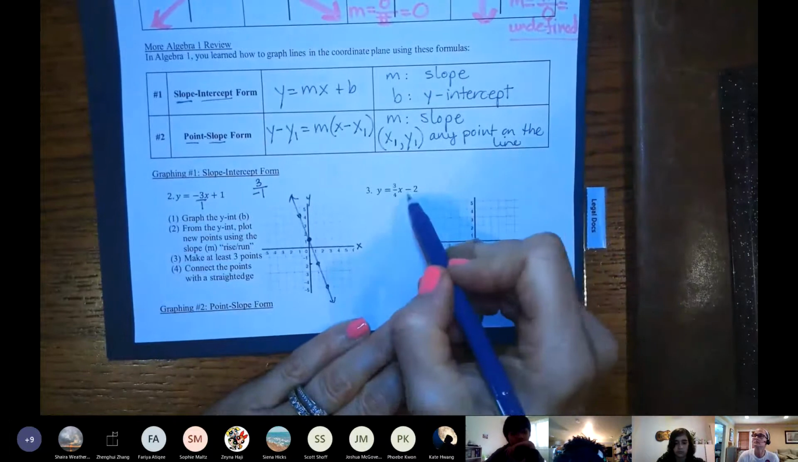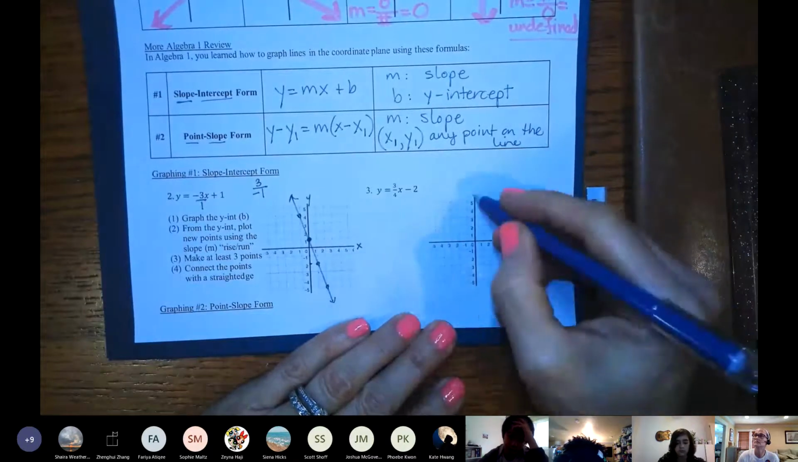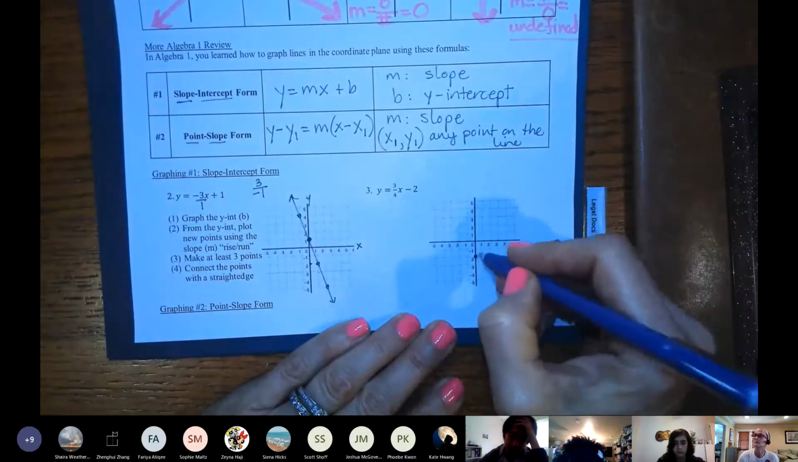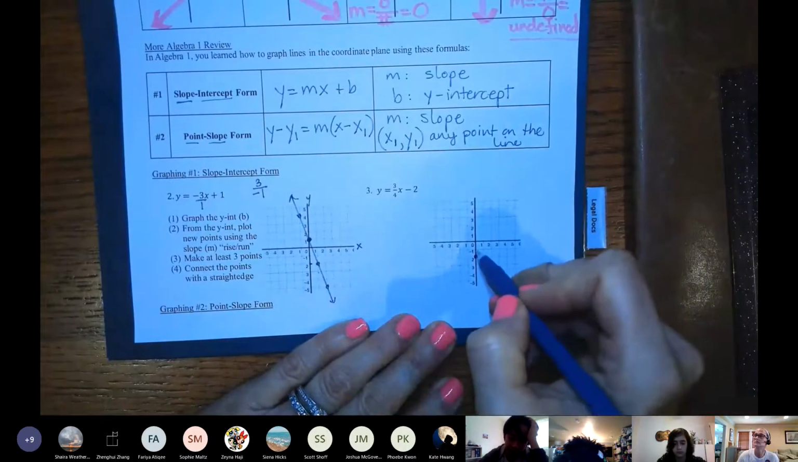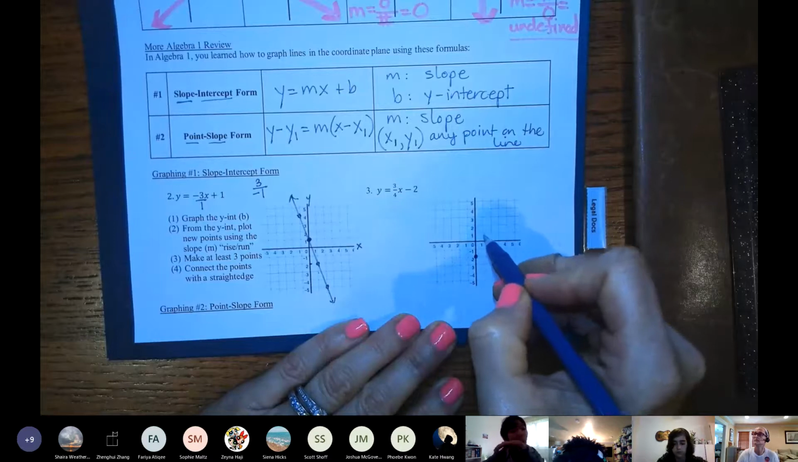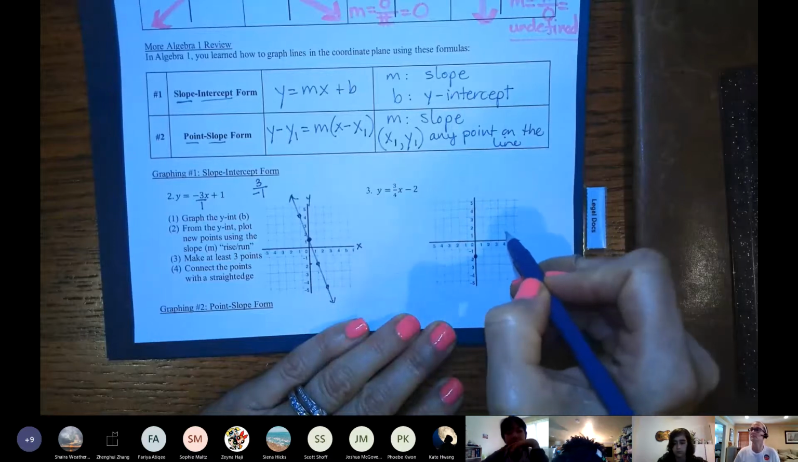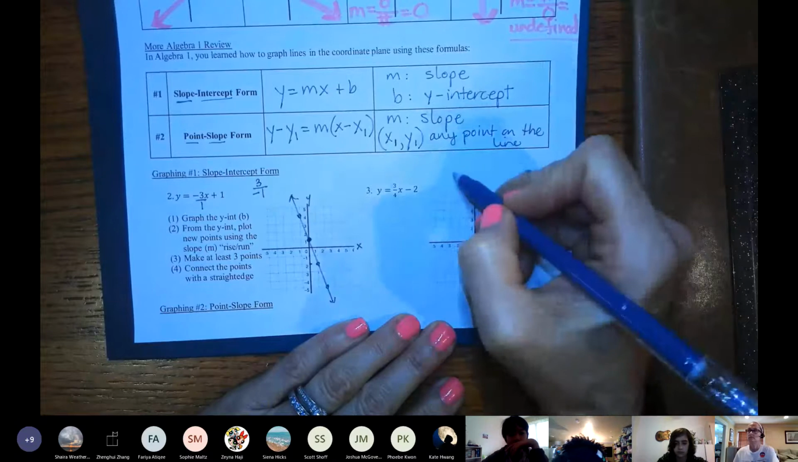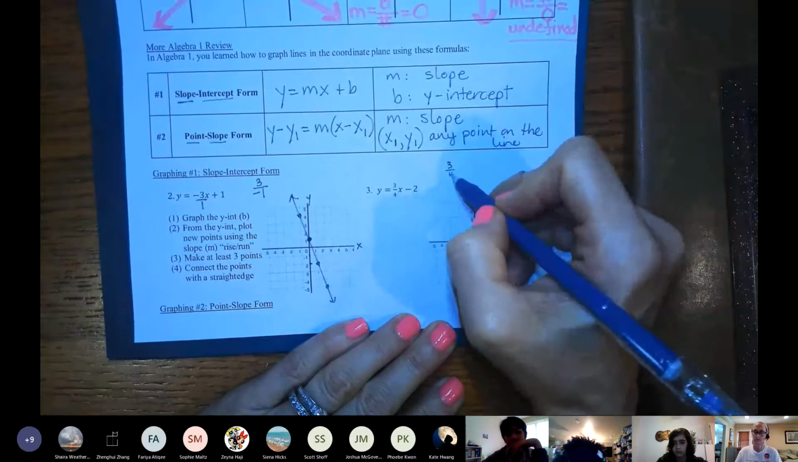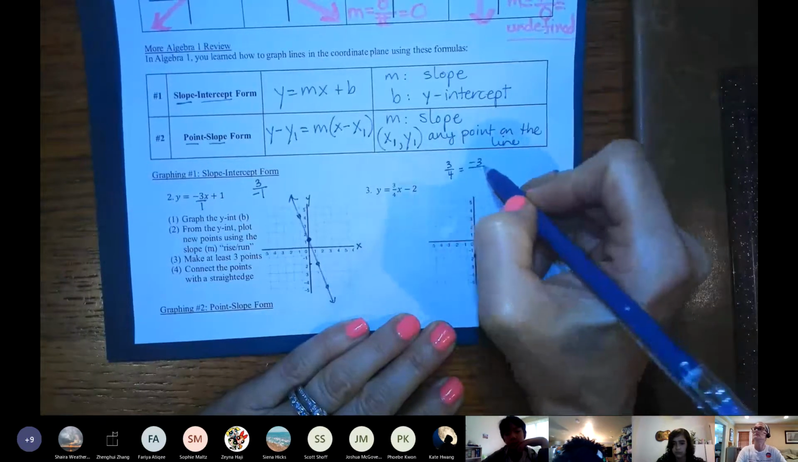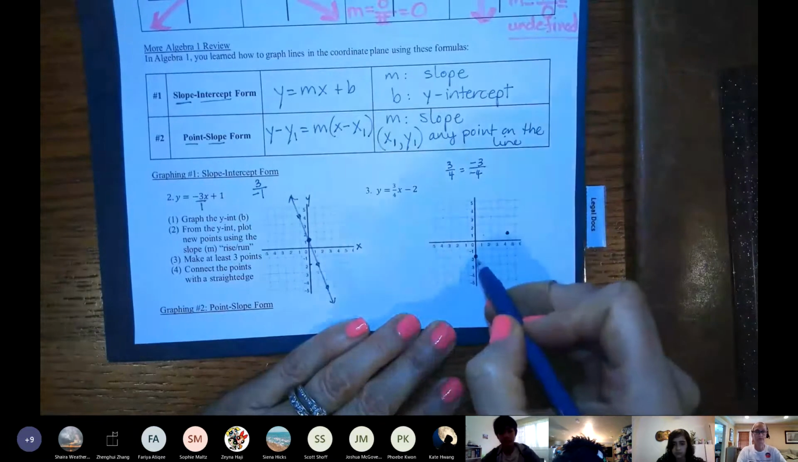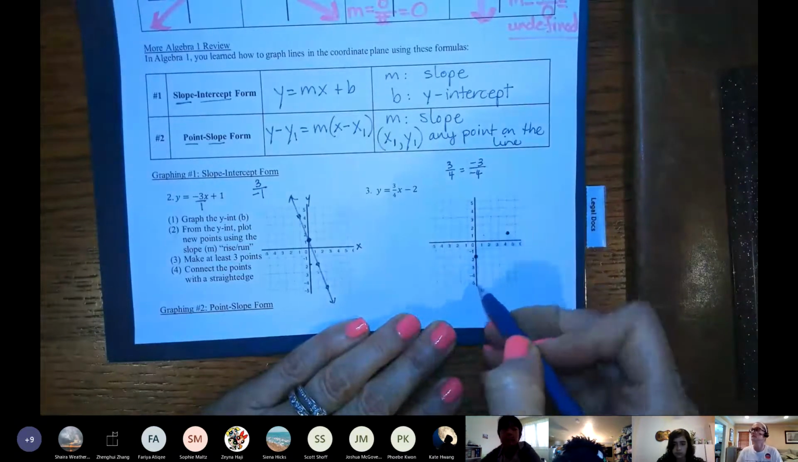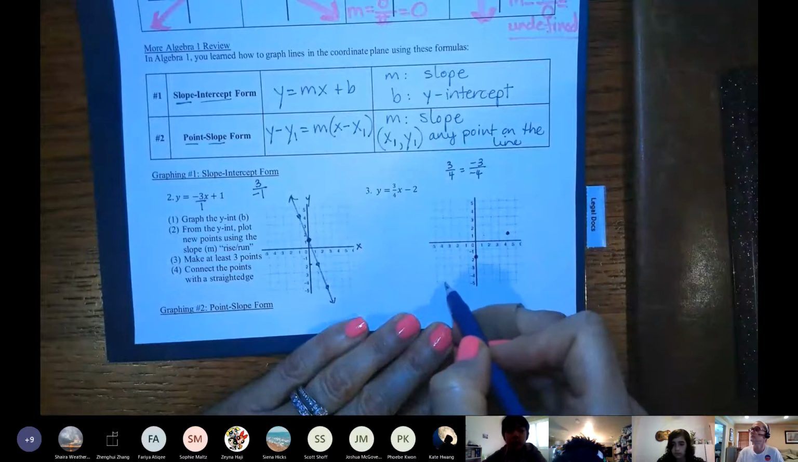First step, b goes on the y. So -2 starts right here, 1, 2. Then we look at 3/4. That means we're going to go 3 up and 4 over from this point. 1, 2, 3, 1, 2, 3, 4. Now, one thing to notice is that positive 3/4 is also the same thing as -3 divided by -4. So from this point, you could go the other direction. Down, 1, 2, 3, and then back, 1, 2, 3, 4.